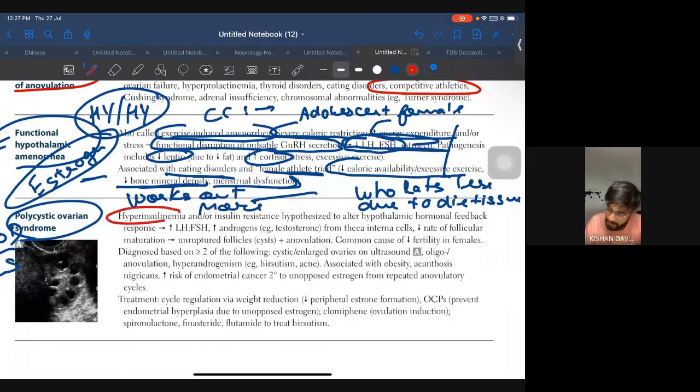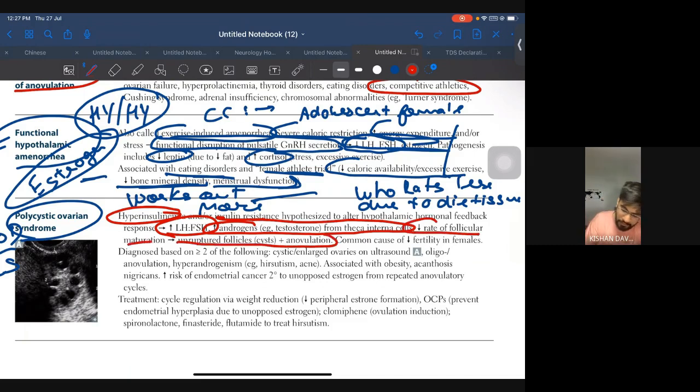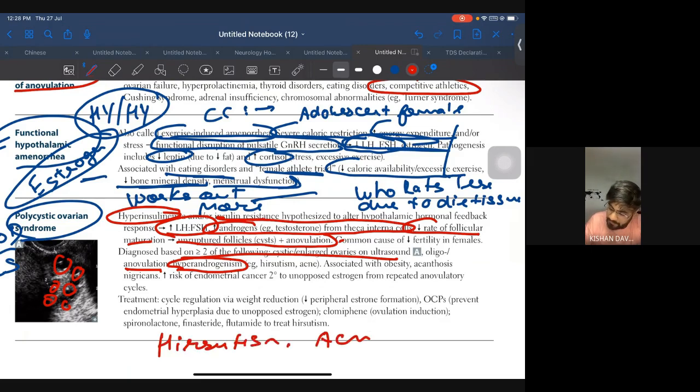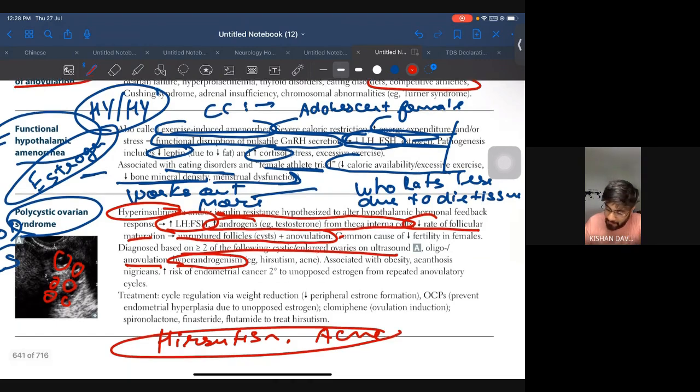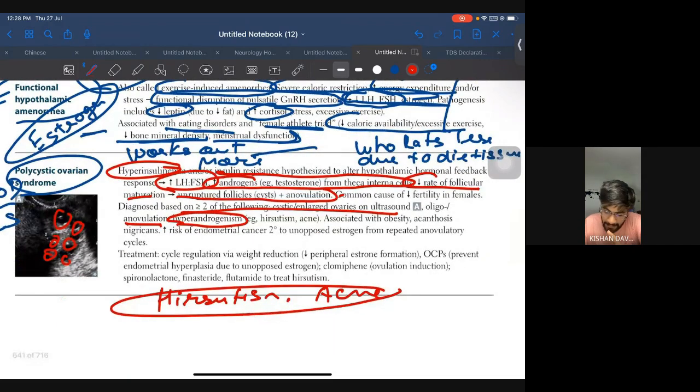First is hyperinsulinemia or insulin resistance. Increase in LH to FSH ratio, increase in androgen from theca interna cells, decrease in rate of follicular maturation, unruptured follicles plus anovulation. So these are the stages that you will be seeing here. All this is very important. This is what you will be seeing in ultrasound. Another thing, you will be seeing anovulation, hyperandrogenism, so you will be seeing hirsutism and acne. Apart from this, you will be seeing one important dermatological condition, that is acanthosis nigricans.